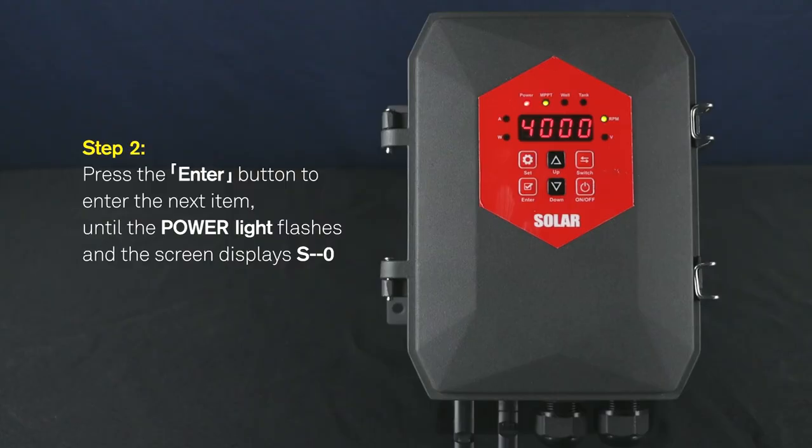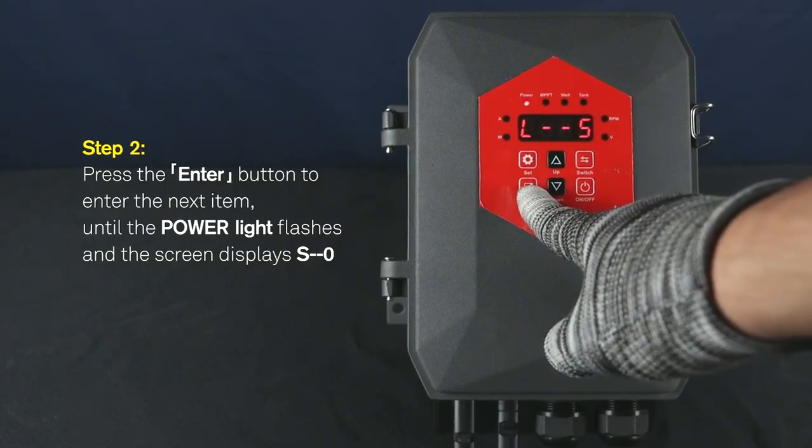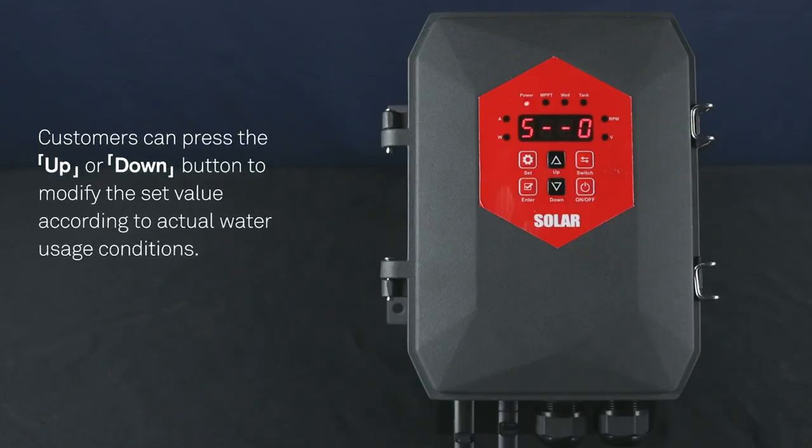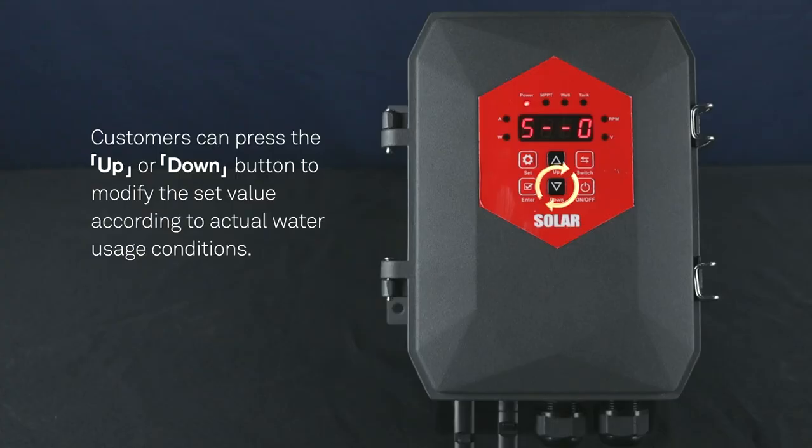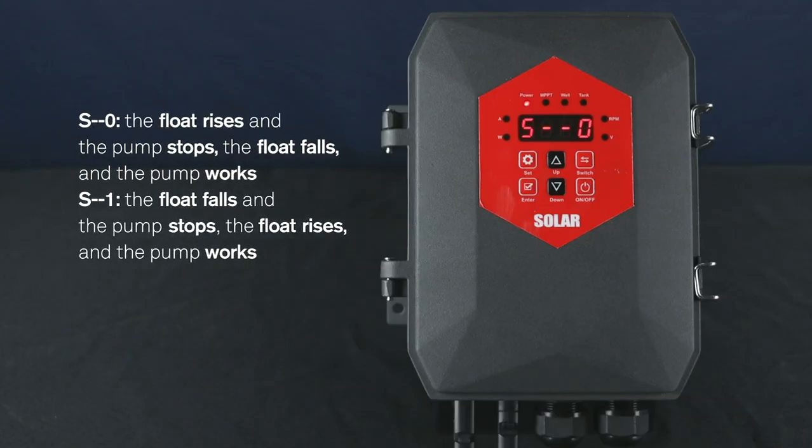Step 2. Press the Enter button to enter the next item until the power light flashes and the screen displays S0. Customers can press the up or down button to modify the set value according to actual water usage conditions. S0. The float rises and the pump stops, the float falls, and the pump works. S1. The float falls and the pump stops, the float rises, and the pump works.